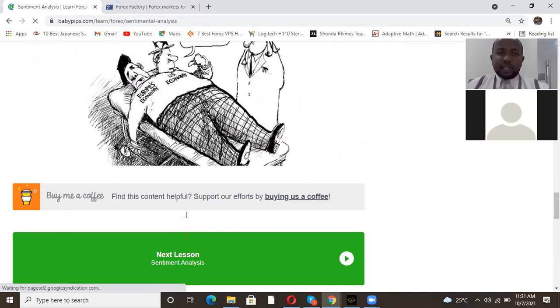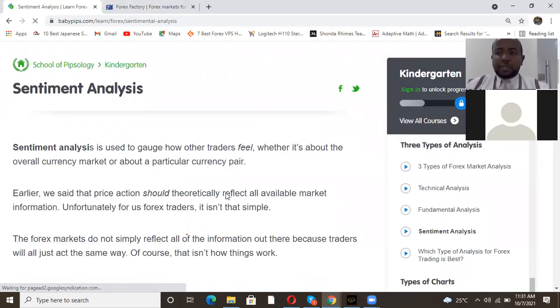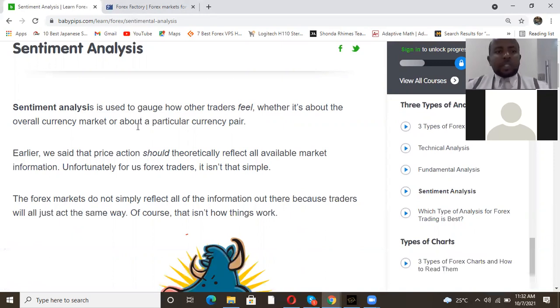So let's go now to the last one, sentiment analysis. Here we are gauging how other traders feel. I was talking about Facebook. Say you have 1,000 or 2,000 or 3,000 friends. The question is, how do you keep track of their lives? The news feeds are always many. So now we are looking at sentiment analysis like Facebook. It's a complex network of individuals who are, of course, spamming our news feeds. Anyway, just a light note, sentiment analysis is used to gauge how other traders feel, whether it's about the overall currency market or about a particular currency pair.